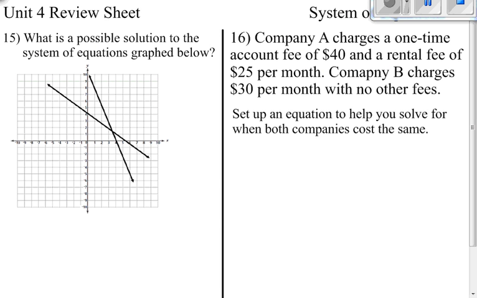15, what is a possible solution? Just estimate for this one. There is a solution. It's right here, but it's not an exact spot. I would say it looks around 3.5, comma 1.5.